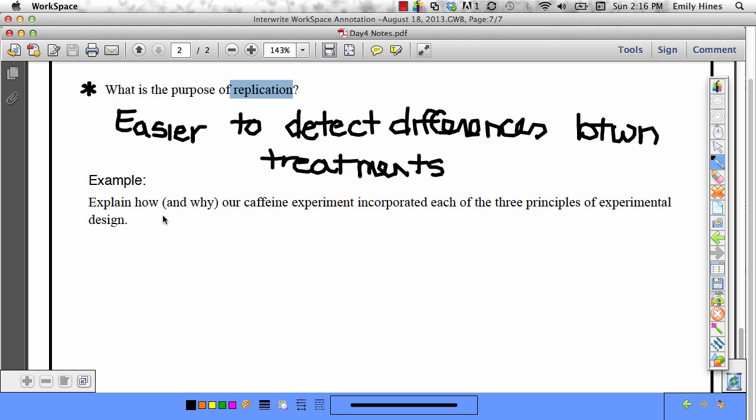Okay, so let's talk about how our caffeine experiment incorporated each of those three principles, or how we can incorporate them. So for example, control. I want to make sure that the only difference between my groups is whether one has caffeine and one has not. So I want to make sure that I use Coke and caffeine-free regular Coke, because if I use Diet Coke for one and caffeine-free Coke for the other, if I use the different types, then one would have sugar and one would not. So that would create a confounding variable, because then I would not know if the difference is the caffeine or the sugar. So I want to use the same type of Coke.